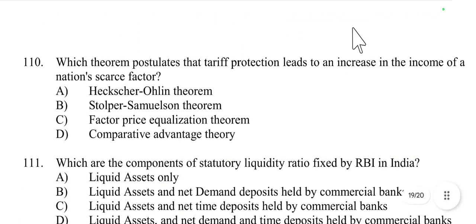Then come to question number 110. Which theory postulates that tariff protection leads to an increase in the income of a nation's scarce factor? Heckscher-Ohlin, Stolper-Samuelson, factor price equalization, or competitive advantage. It is called the Stolper-Samuelson theorem. The Stolper-Samuelson theorem postulates that tariff protection leads to an increase in the income of a nation's scarce factor. So this is the direct theorem, Stolper-Samuelson theorem.